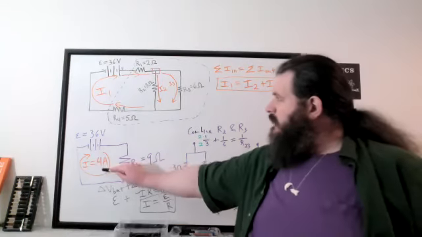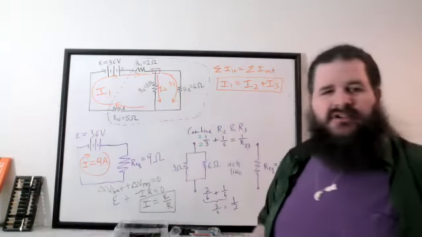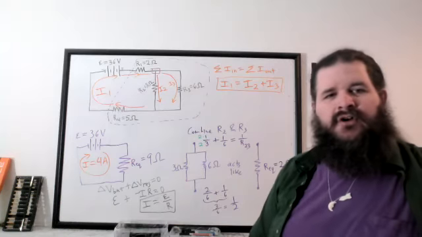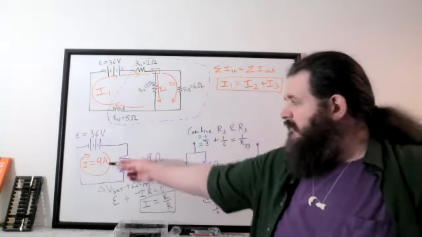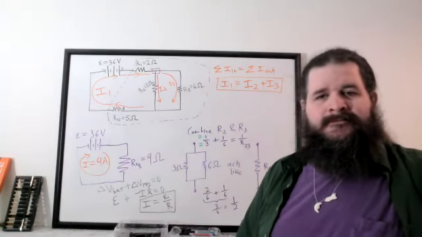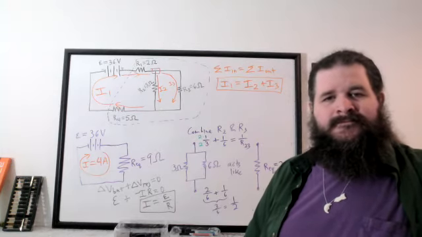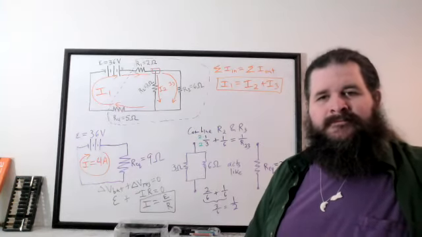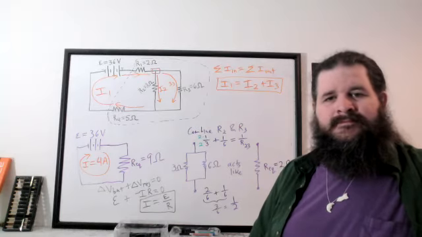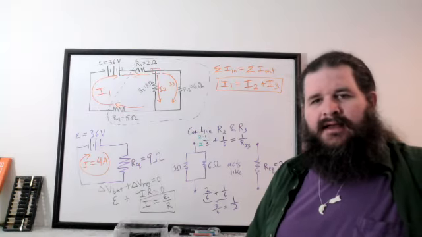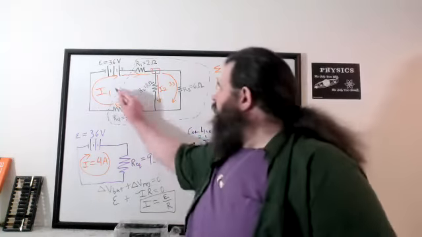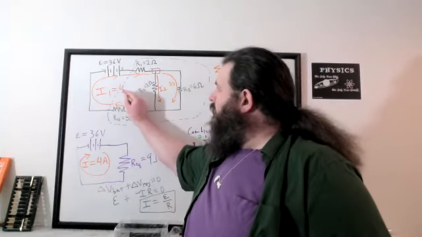But that should be equivalent to which one of these currents in the original circuit? Which current in the original circuit is going to be that value? Should be I1, yeah. And the reason for that really has to do with what wasn't changed.